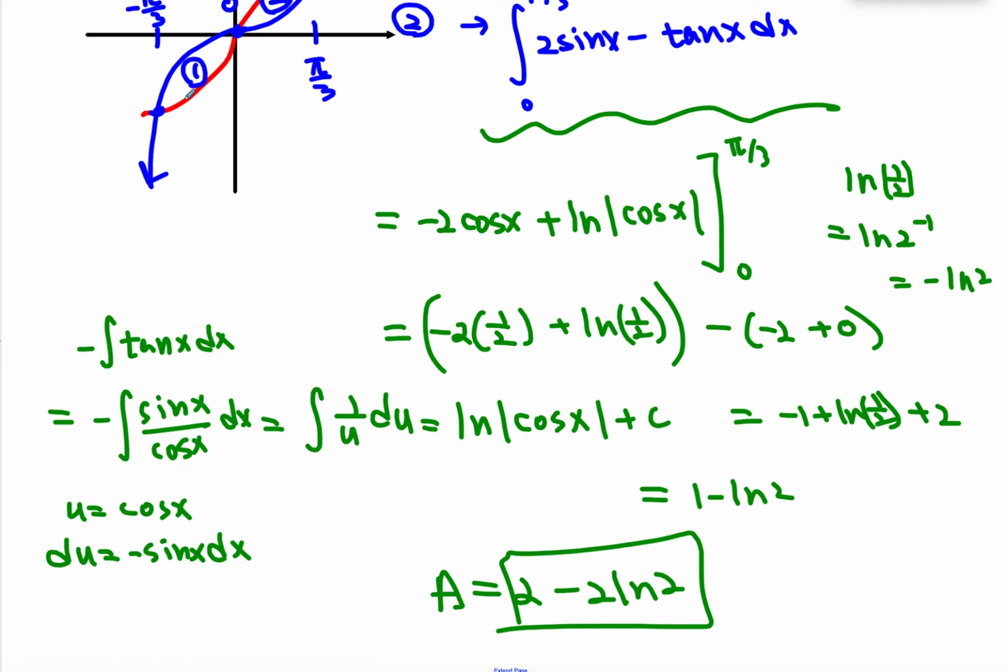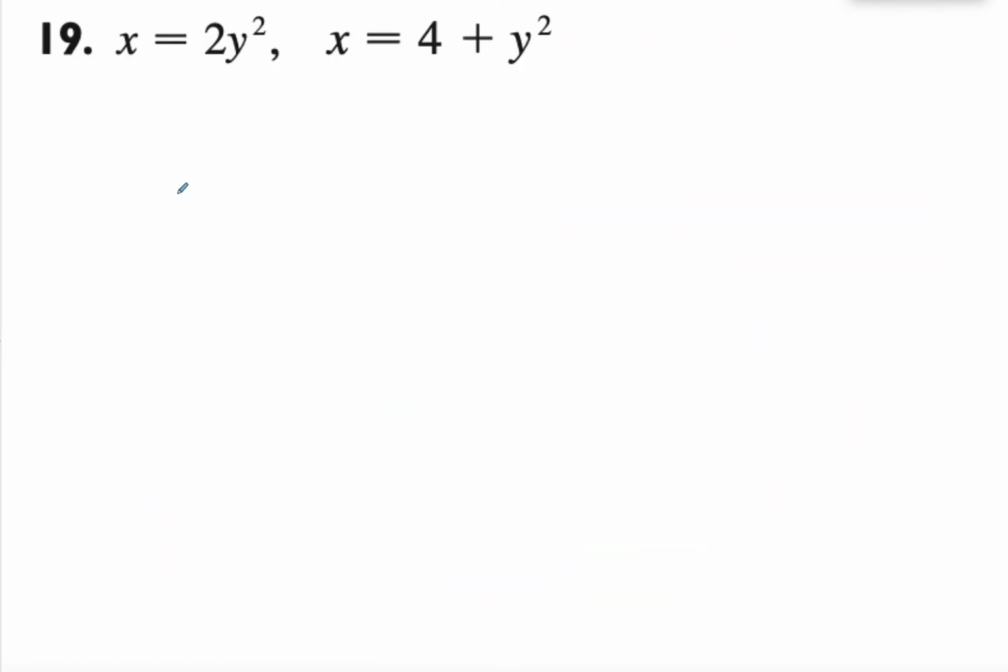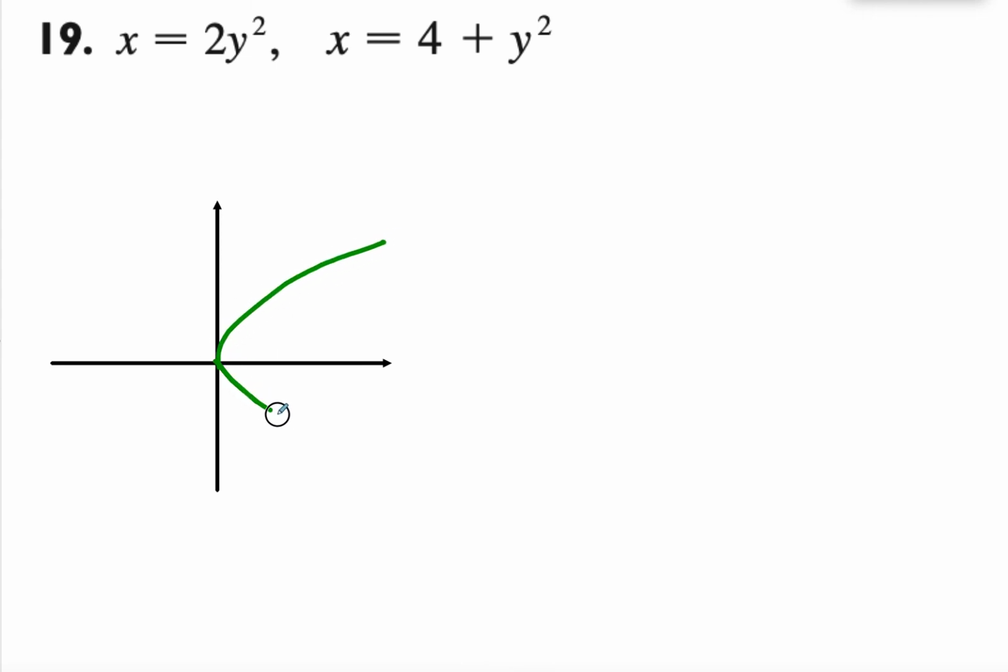Alright, so the next one is here, we have x equals. So I'm going to first try to sketch the x-axis and y-axis. It says x equals 2y squared. So this is a sideways parabola facing towards the positive side. So we have one branch goes up this way and one goes down this way. That's x equals 2y squared.